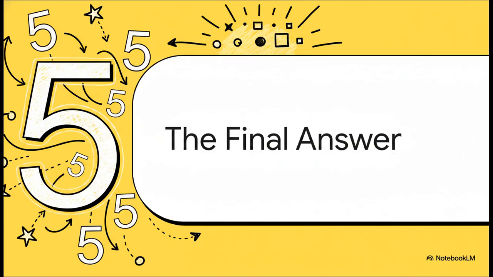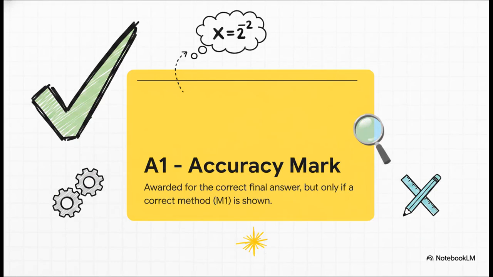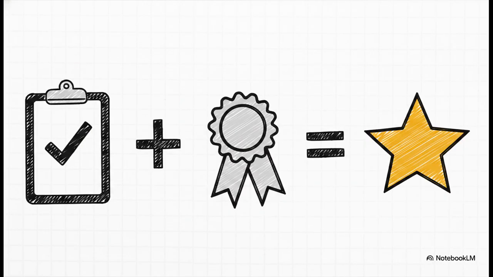So let's see that final answer. The original price of the holiday, before that 20% increase was added on, was £1,200. And getting that correct final answer, that's what lands you the second mark. It's called the A1, or the accuracy mark. You can think of the A as standing for answer, or accuracy. But remember, this one is linked to the first mark. You can only get the A1 if you've already shown a correct method to get the M1. So, by showing a valid first step and then getting to the correct final answer of £1,200, you have successfully locked in both marks. Job done, full marks.